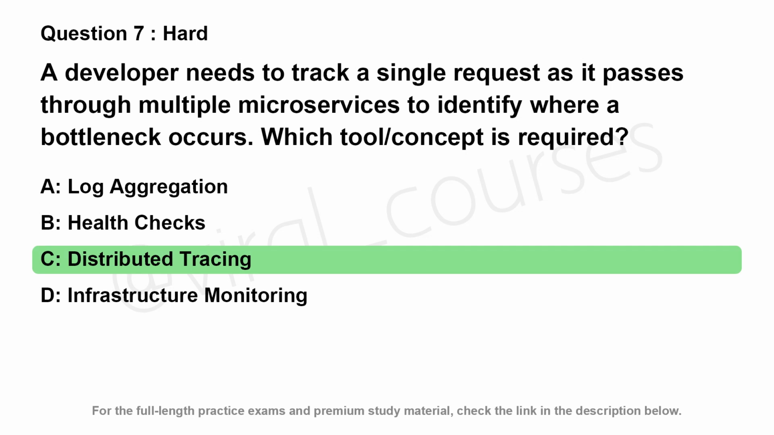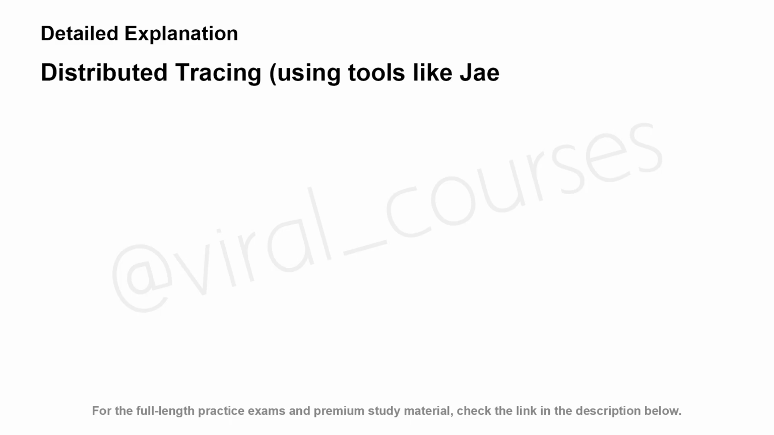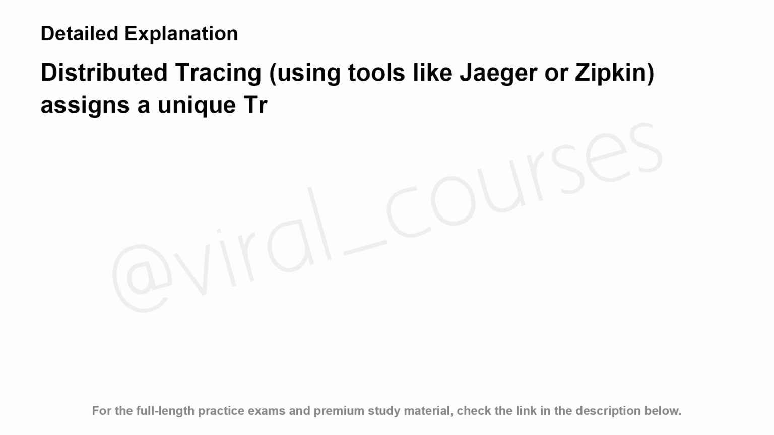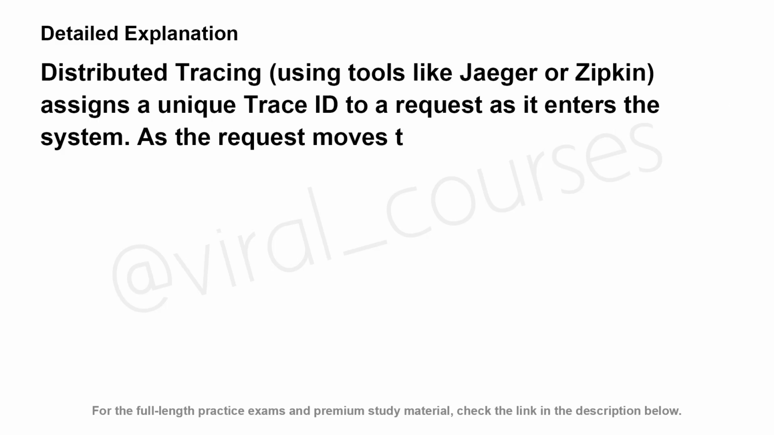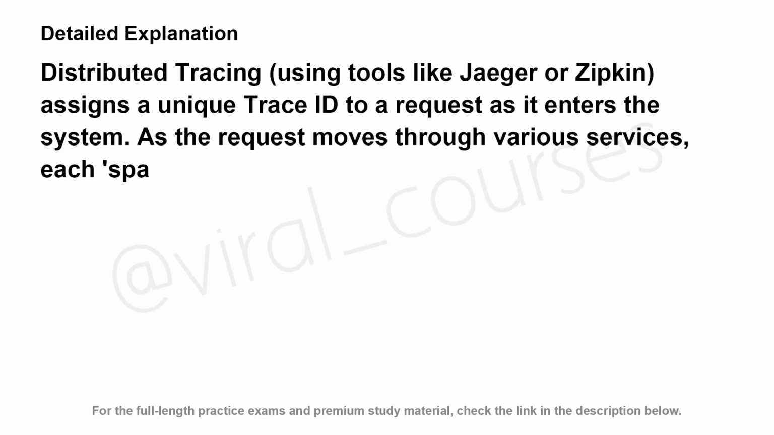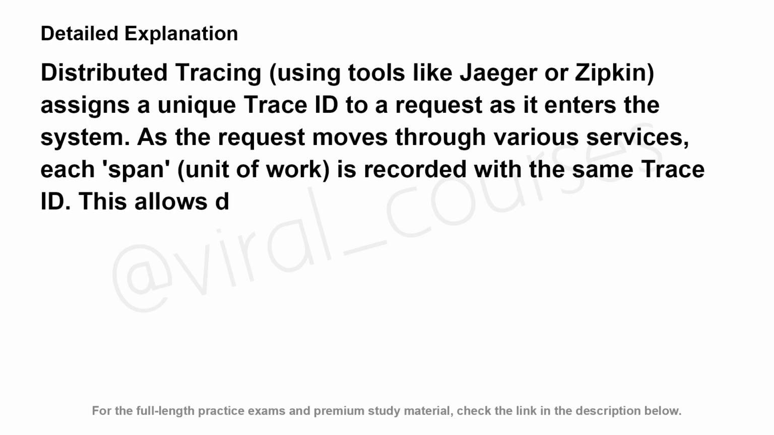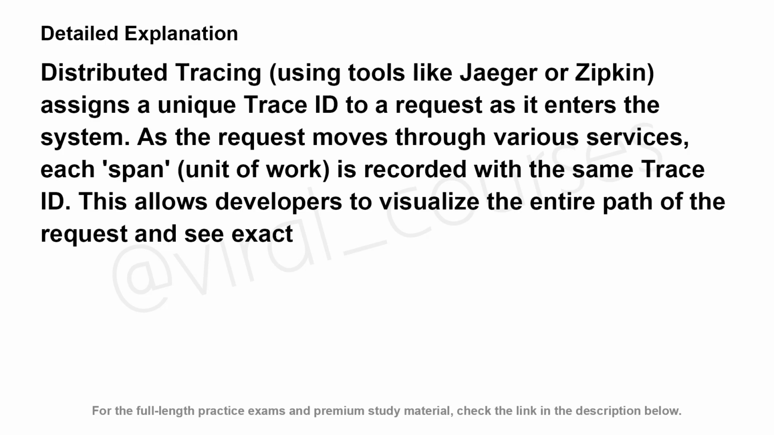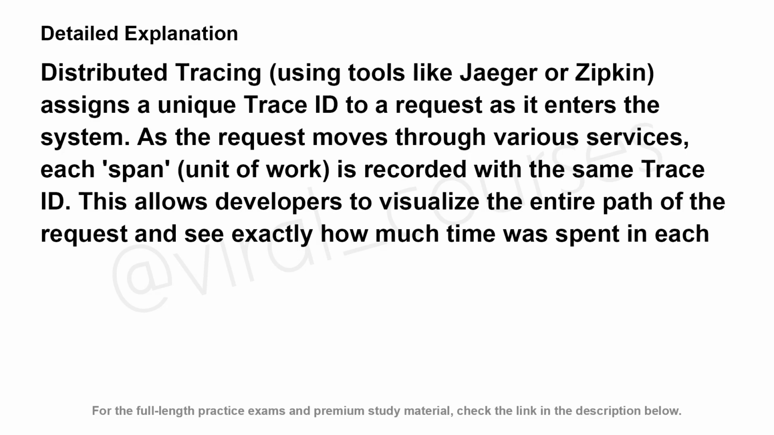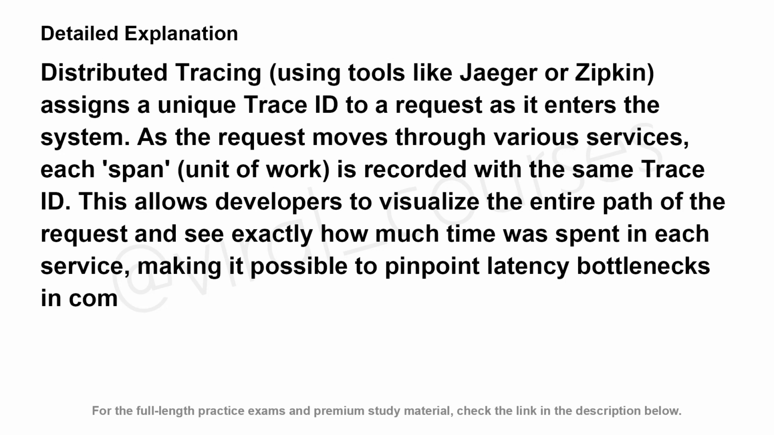The correct answer is C. Distributed tracing, using tools like Jaeger or Zipkin, assigns a unique trace ID to a request as it enters the system. As the request moves through various services, each span (unit of work) is recorded with the same trace ID. This allows developers to visualize the entire path of the request and see exactly how much time was spent in each service, making it possible to pinpoint latency bottlenecks in complex distributed systems.